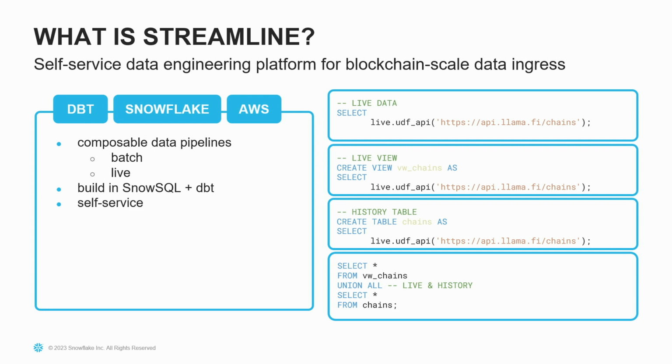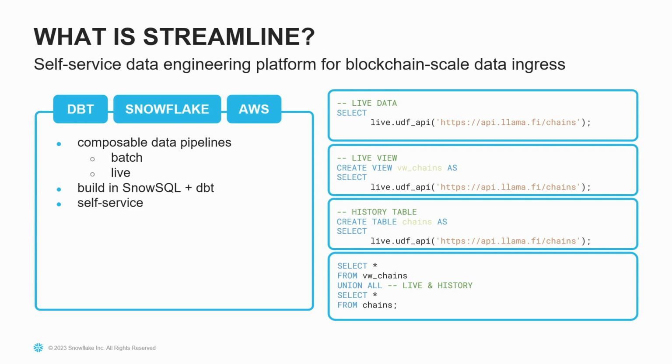So what is Streamline? Well, it's built on DBT, Snowflake, and AWS, and supports composable data pipelines. And just to recap on what composability means, on the right, I have some examples of the same query, the same live query that I showed you earlier, ingesting data from an external API somewhere on the internet, could be anywhere. And this data is a live query delivered directly to the customer.